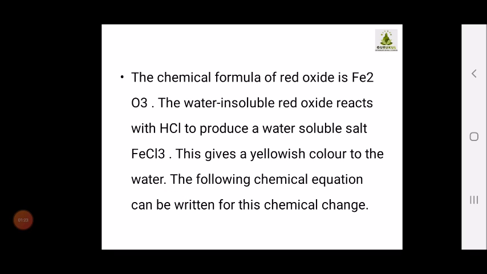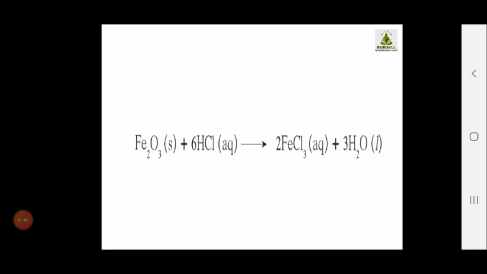The chemical formula of ferric oxide is Fe2O3. The water-insoluble red oxide reacts with HCl to produce the water-soluble salt FeCl3. This gives a yellowish color to the water, and the following chemical equation can be written for the chemical change: Fe2O3 + 6HCl gives 2FeCl3 + 3H2O. So this is how the reactions are written.